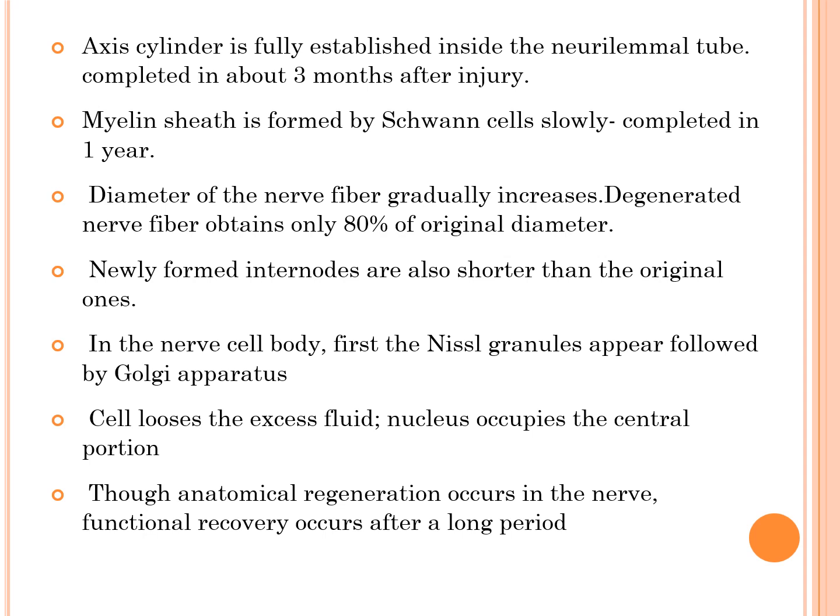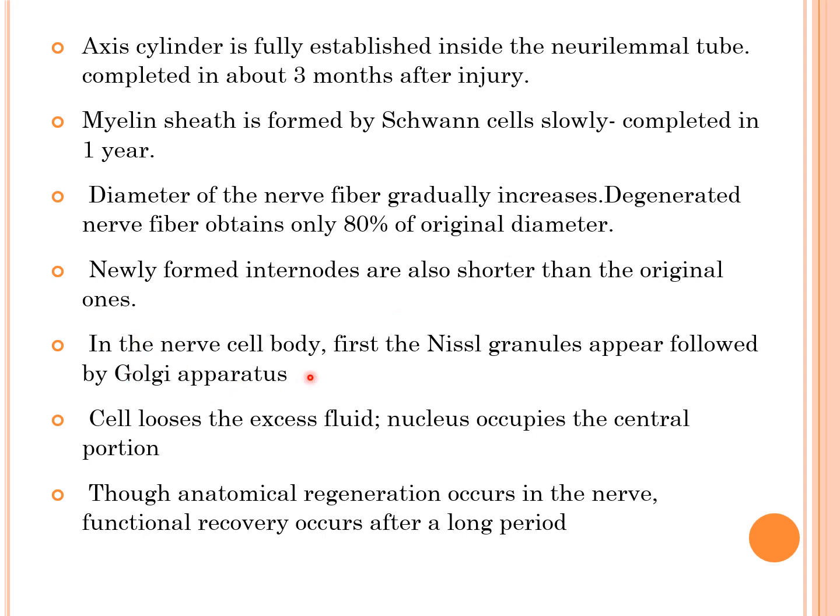So this axis cylinder inside the neurolemmal tube will be fully established within 3 months after injury, and the myelin sheath will also be formed by the Schwann cells. You know, Schwann cells are a type of macroglial cells which are involved in the formation of myelin sheath, and the myelin sheath completion will be slower and it will take 1 year for complete myelin sheath formation. And the diameter of the nerve fiber will also gradually increase and it will reach up to 80% of its original diameter. And the newly formed internodes will be shorter than the original internodal spaces.